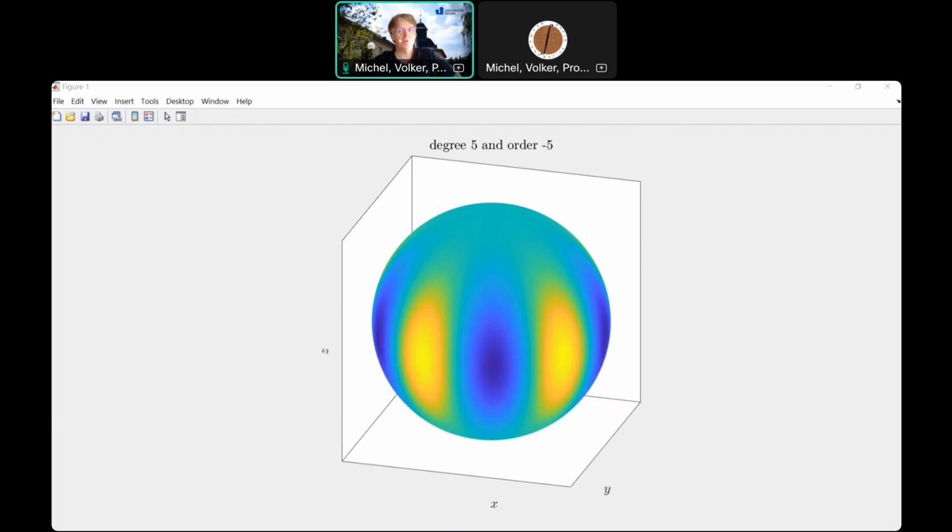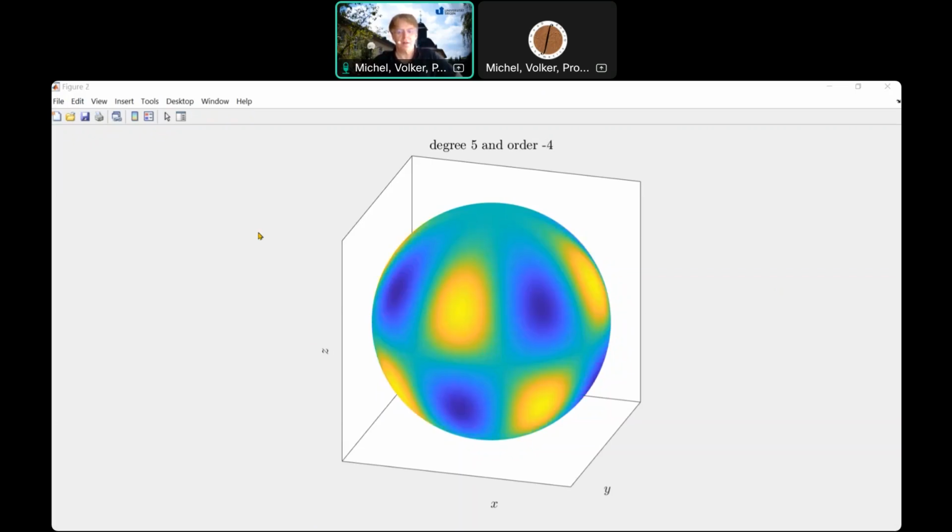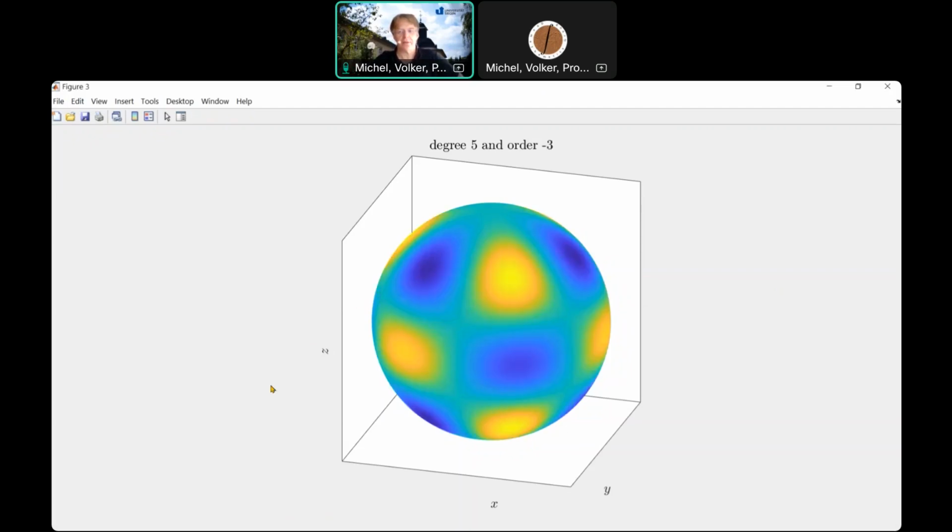Now, if you move to order 4, you get this case here. Now you get more structure in the latitude. So this polynomial of degree 10 is only 9 times differentiated. And in the longitude, I have a cosine of 4 phi. Let me continue to the next order, -3. I get a cosine of 3 phi, and I get more and more structure in the latitude.